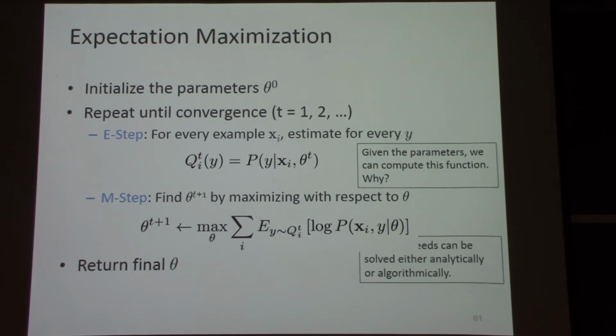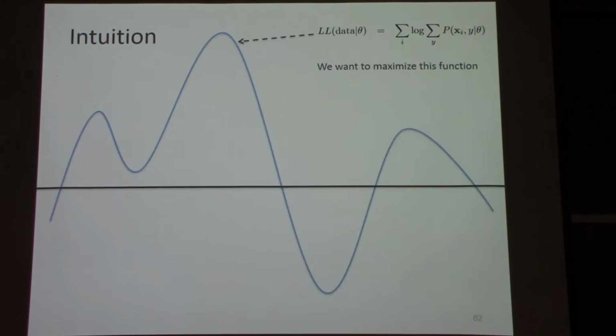So if the algebra is too messy, let's look at a proof by pictures. We have some function that we care about maximizing. That function is not convex, which means there are multiple maxima. In a perfect world, we would like to get here. Okay? So in EM, what you do is you start off with some random guess.